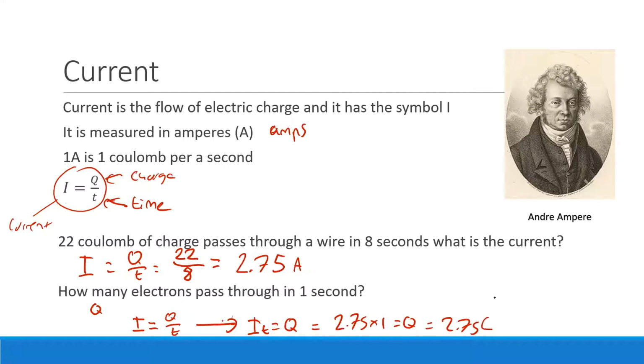But that's not the answer. If I've got 2.75 coulombs, and I know that the charge on one electron is 1.6 times 10 to the negative 19 coulombs, I can use that to work out how many of these electrons fit into here. How many electrons are there going to be? 2.75 divided by 1.6 times 10 to the negative 19 gives us 1.72 times 10 to the 19 electrons.